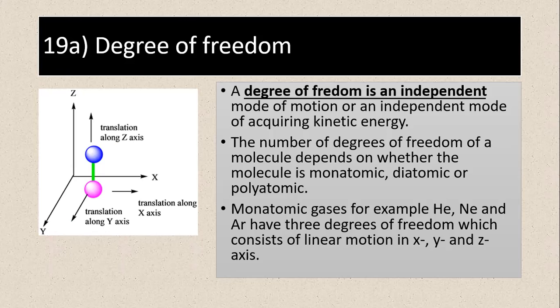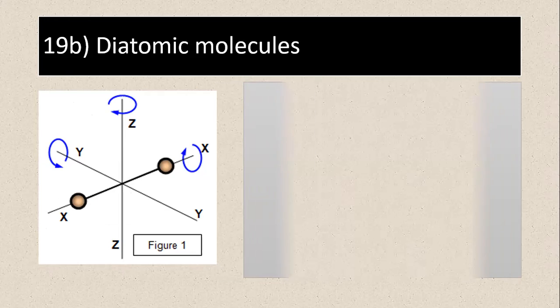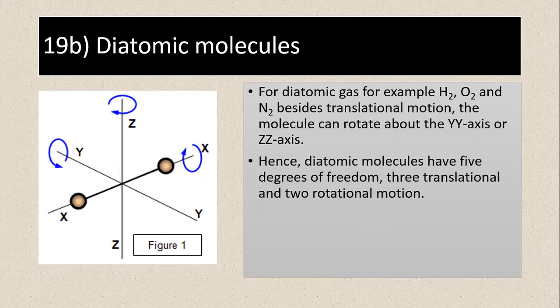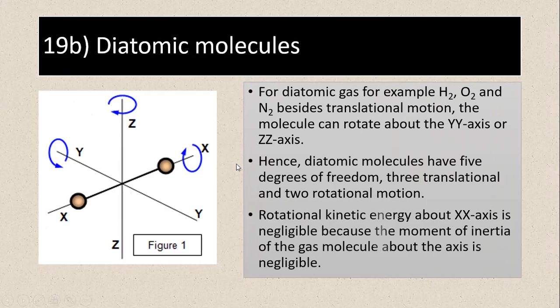So monoatomic means 1, diatomic means 2, polyatomic means 3 or more, right? Yeah, 3 or more. So monoatomic has linear motion along X, Y, and Z. Okay, next slide, sir. Diatomic can also go X, Y, Z, except rotation about X. Rotation about X is negligible, so we won't bother about that.